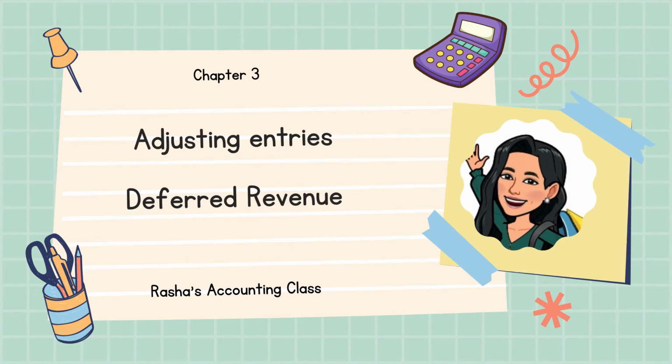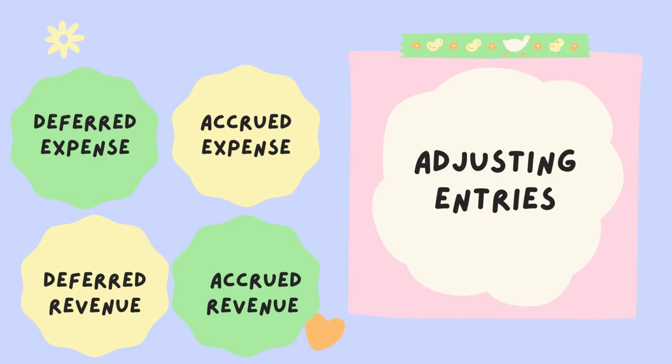Hello, we're going to continue with chapter 3, adjusting entries. We're going to take the second type of deferrals, which is deferred revenue. As we said in the previous video, we have 4 adjusting entries, 4 types: deferred expense, deferred revenue, accrued expense, and accrued revenue.